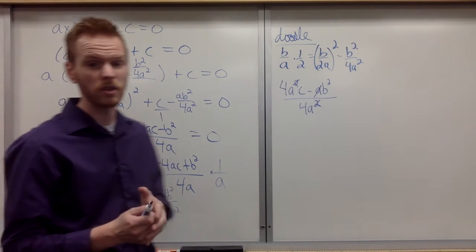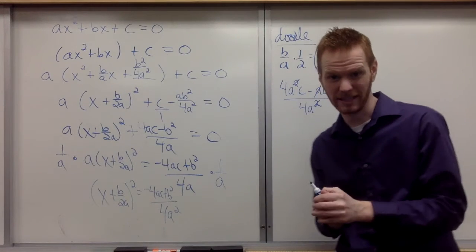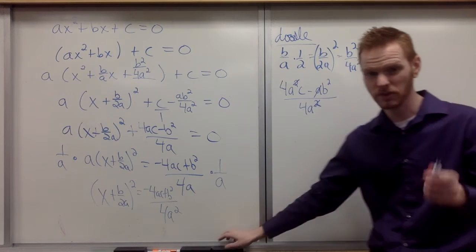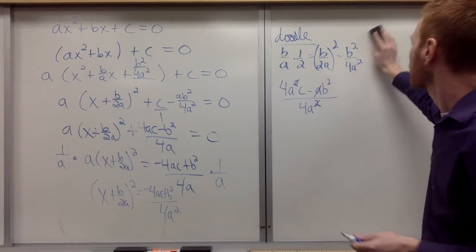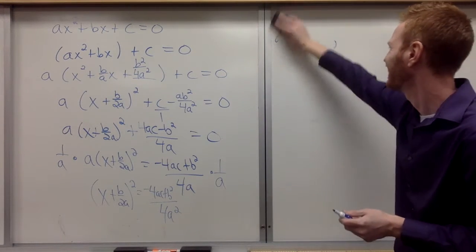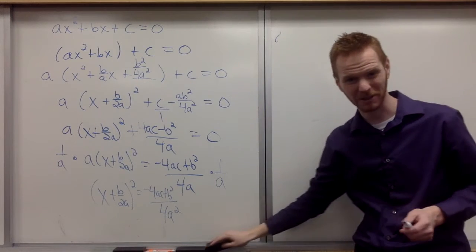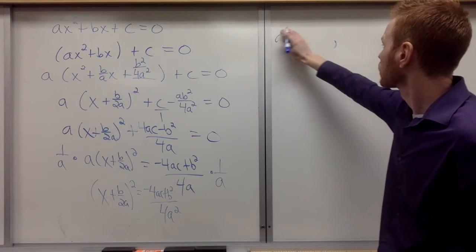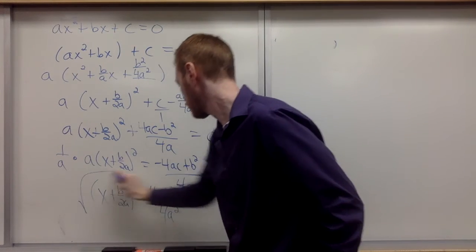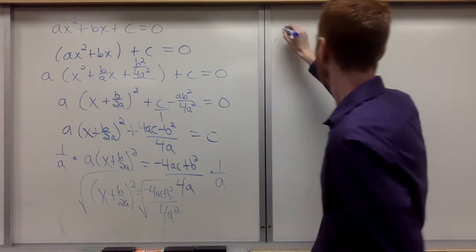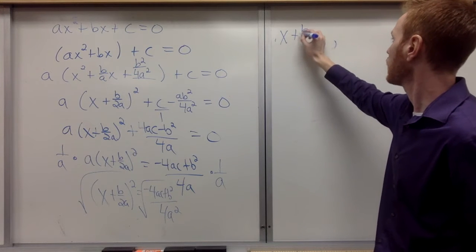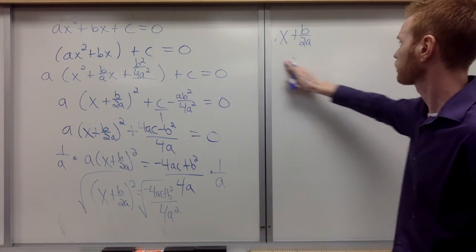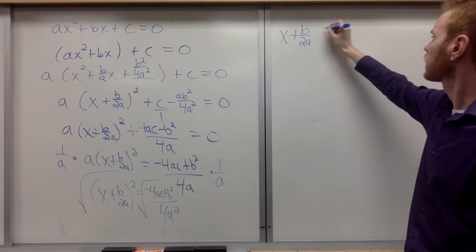We're close. We are so very close to the end of this thing. So just hang on. I've got to erase all my math doodles over here. Okay? Those are gone. I'm going to take the square root to both sides. So square root on this side, square root on that side. So on the left-hand side, I get x plus b over 2a, okay, equals.